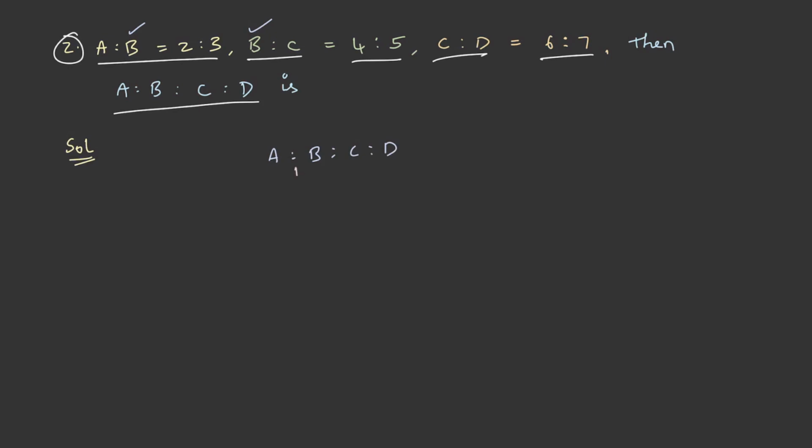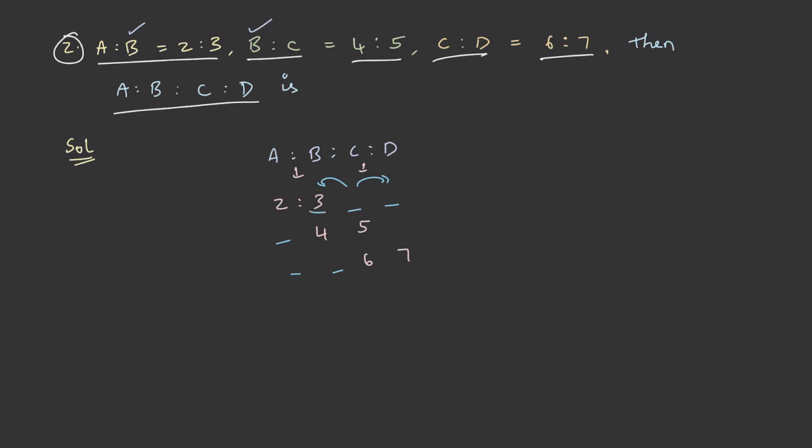Let's write down the ratios below these. A is to b is given as 2:3 and b is to c is given as 4:5 and c is to d is given as 6:7. In this shortcut trick, we are left with a few blank spaces. We have to fill these with the preceding or succeeding terms.